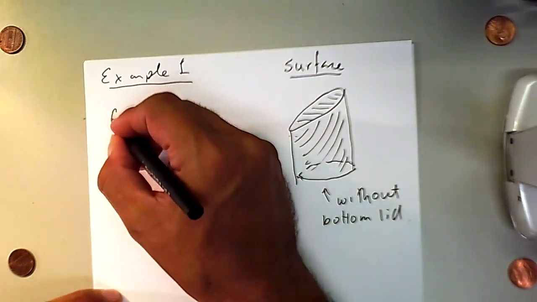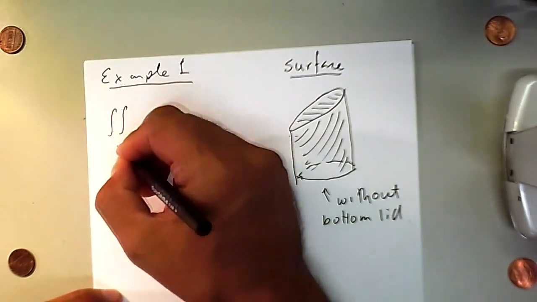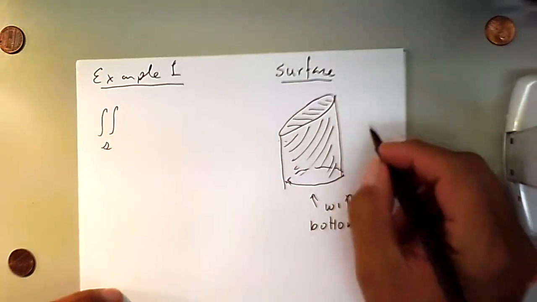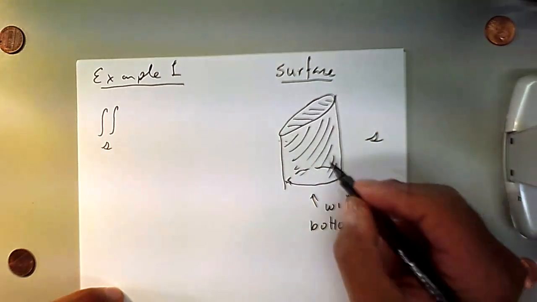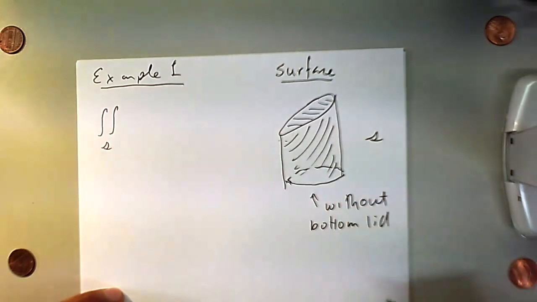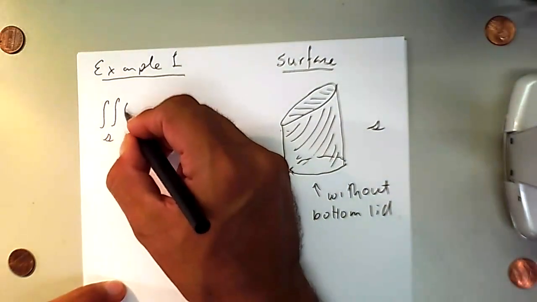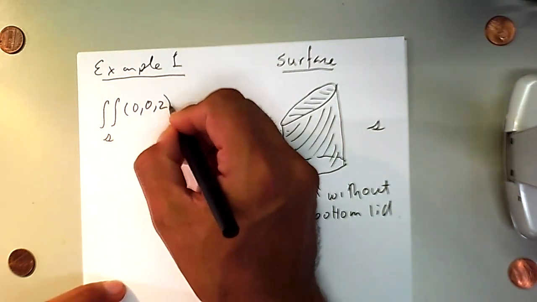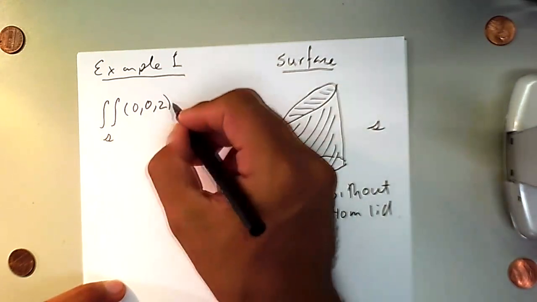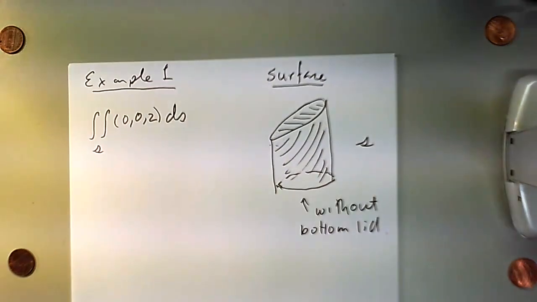We want to find the double integral over this surface. The whole thing, we're going to label it as S. Perhaps we can label the top as S1 and the side as S2. There is no bottom. We integrate the vector 0, 0, 2 with respect to the surface. So pretend we wanted to do that.